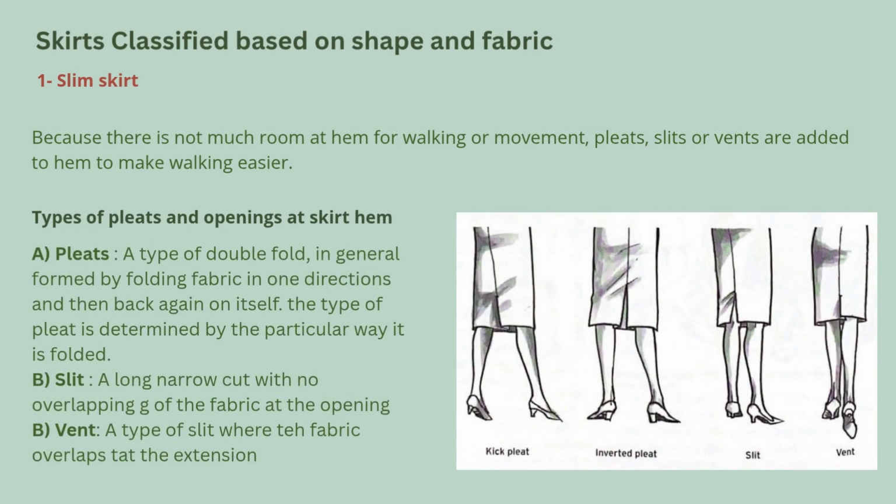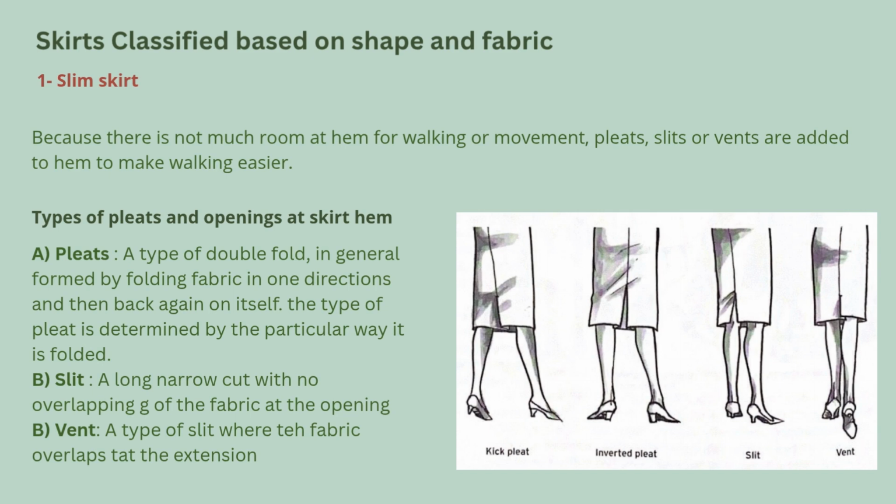Because there is not much room at hem for walking or movement, pleats, slits, or vent are added to hem to make the walking easier. Pleats can have many kinds of shapes, and based on their shape, we give them different names. For example, in this image, you see kick pleat and inverted pleat.